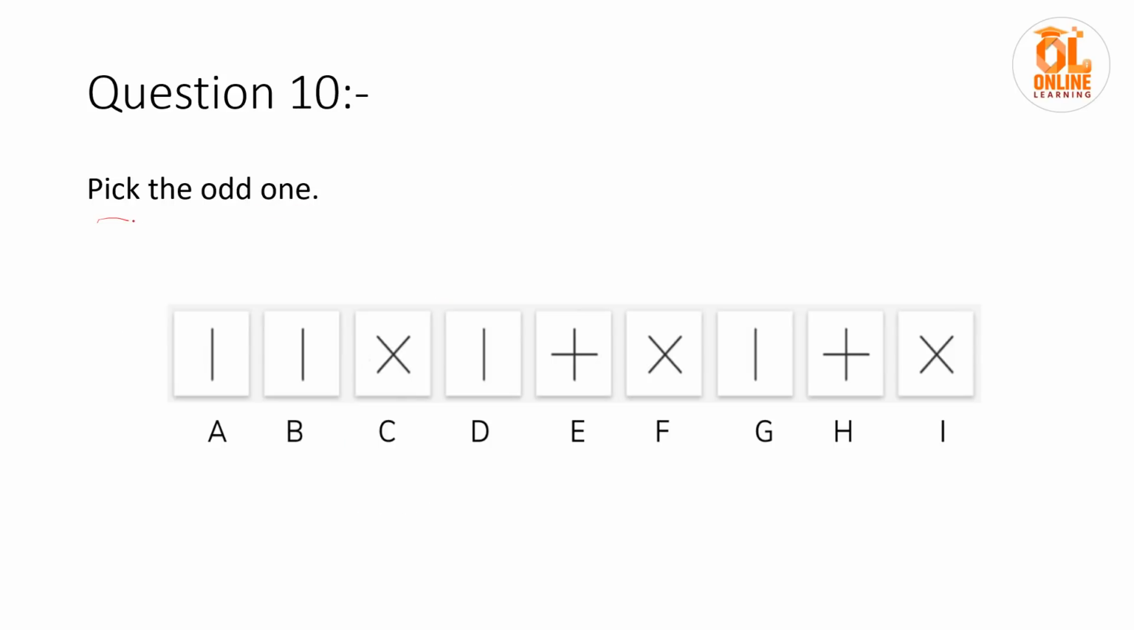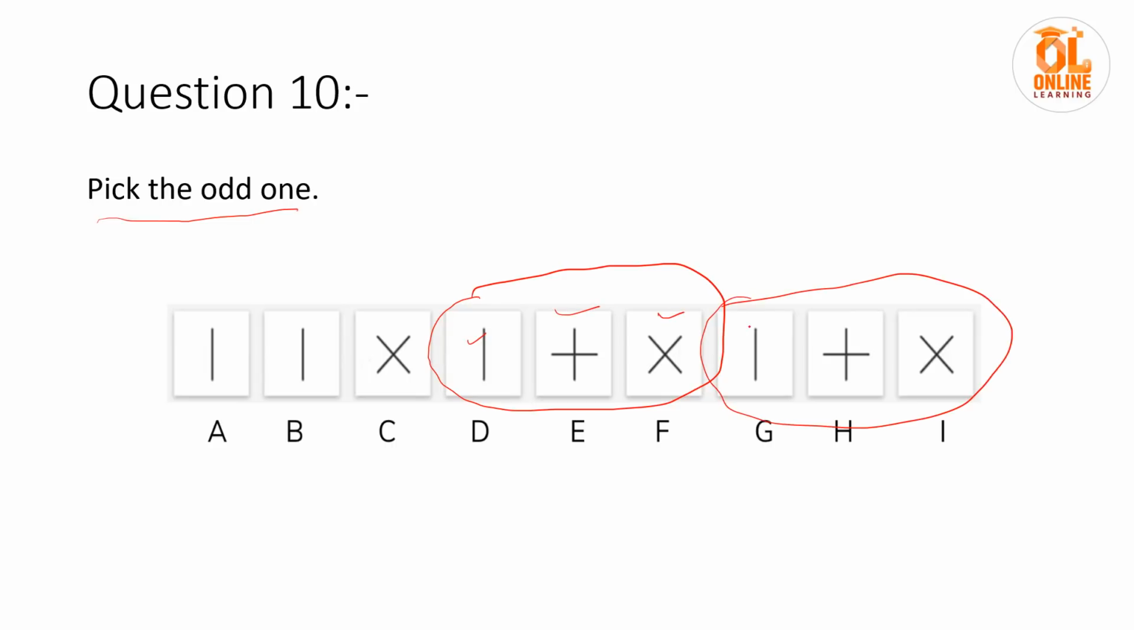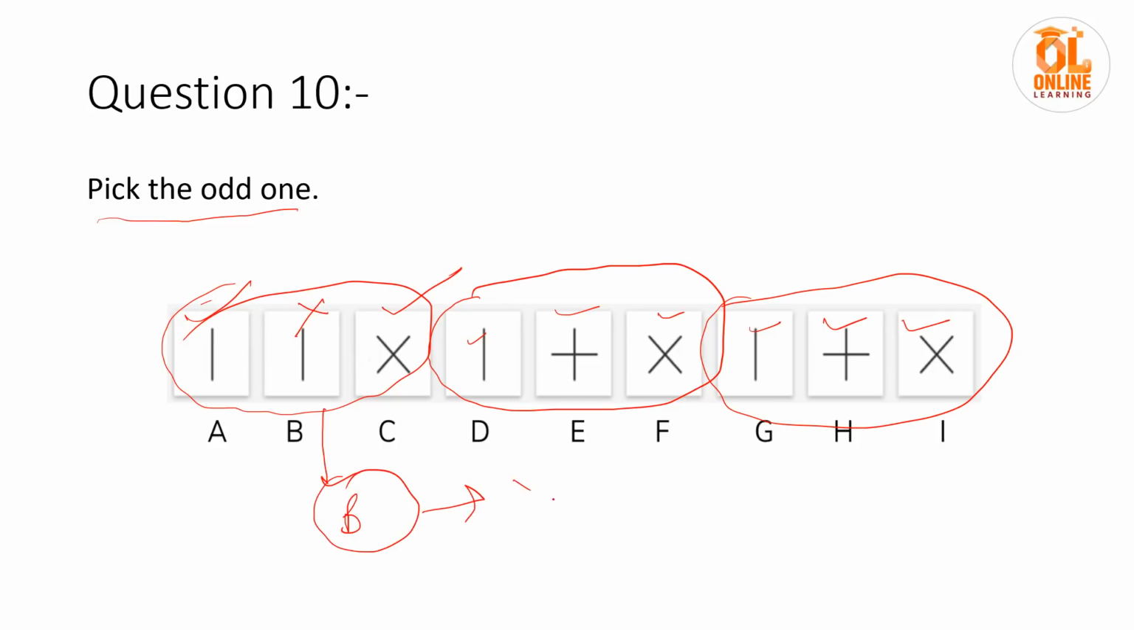In this question also, you have to pick the odd one out. If you see, these three figures are following a pattern, that is one vertical line, then a plus sign, then a cross sign. Here also one vertical line, one plus sign, one cross sign. But here if you see, one vertical line, one cross is present, but no plus sign. So your answer will be B. It is the odd figure.